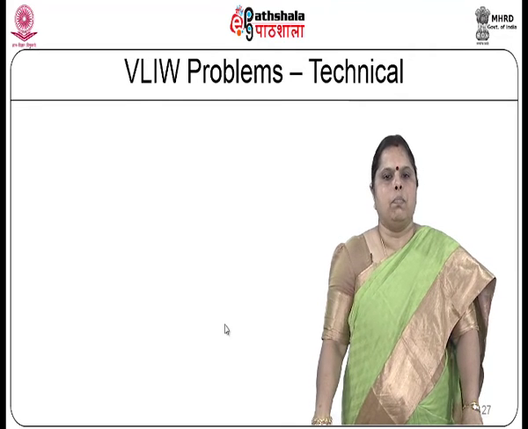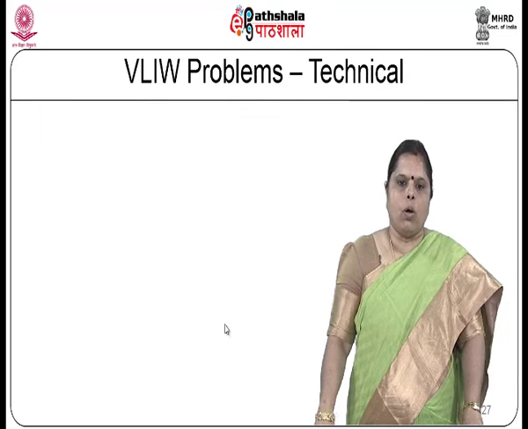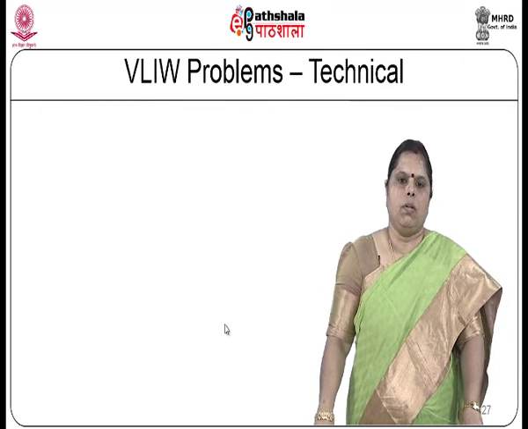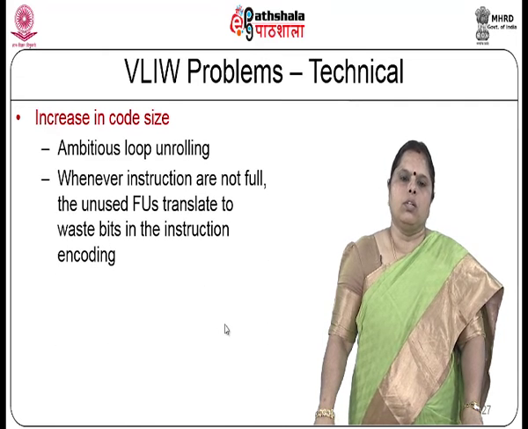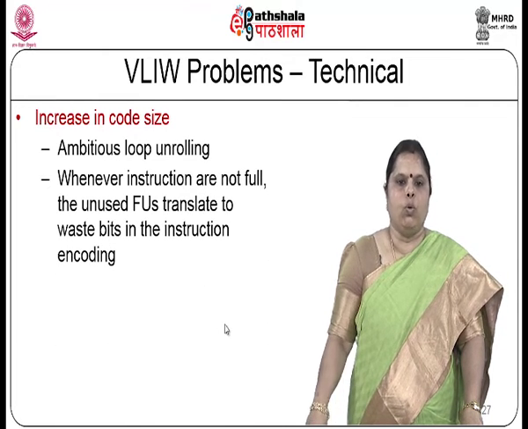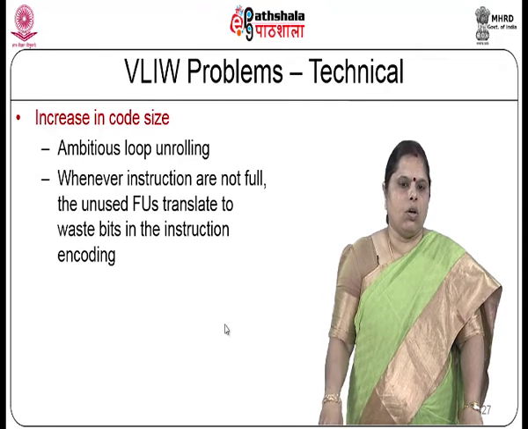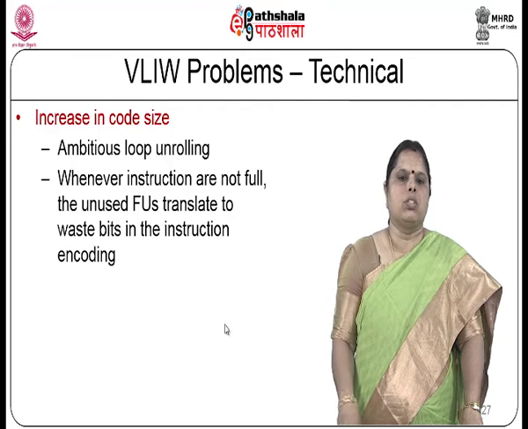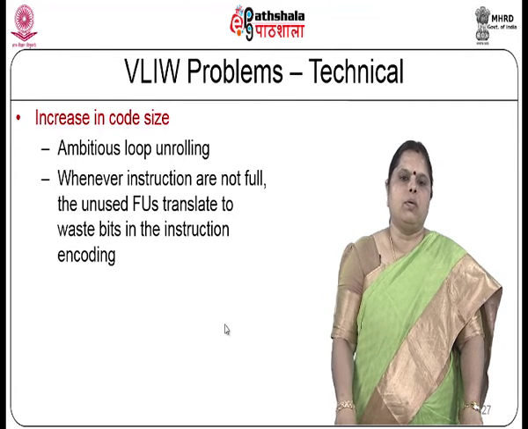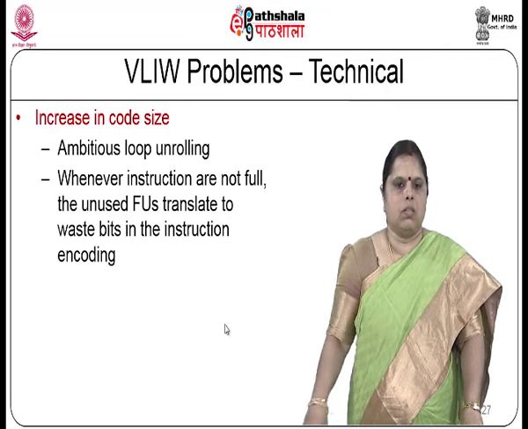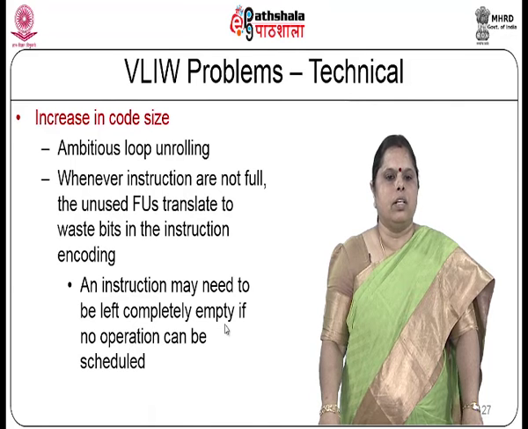Now, having discussed the basic concepts of VLIW style of architectures, we will briefly look at the problems associated with them. First of all, what are the technical problems? Obviously, there is an increase in code size because we do a lot of ambitious loop unrolling, and whenever instructions are not full, all the unused slots go as no ops. They are unused functional units, but they are still wasted bits in your instruction format. So all that leads to an increase in code size.